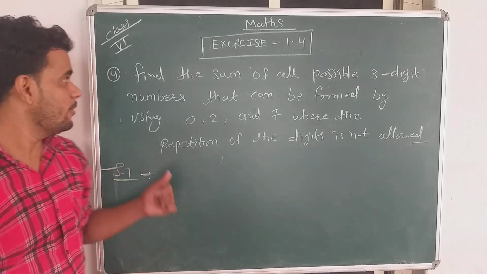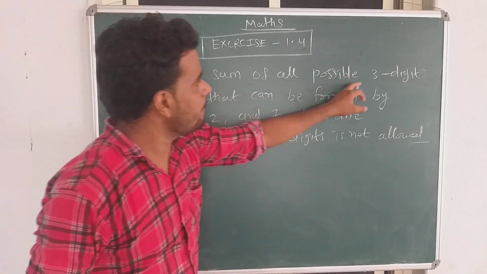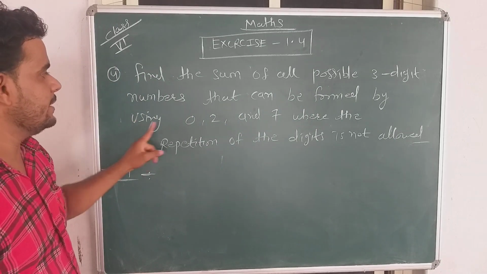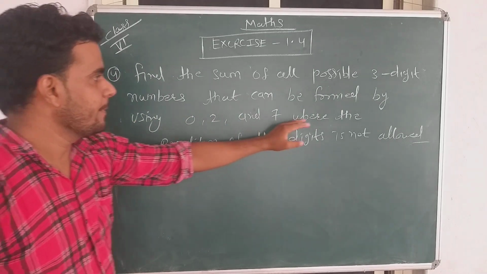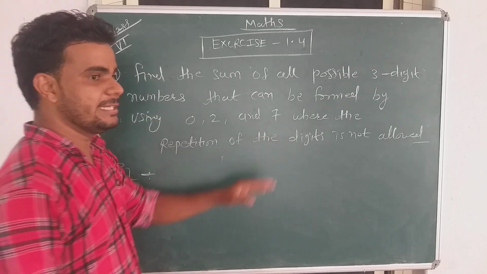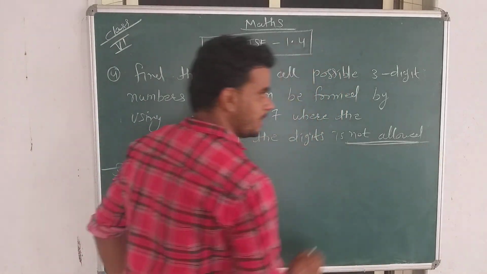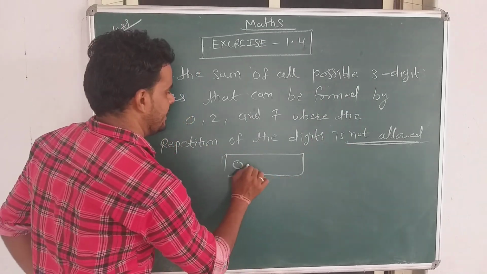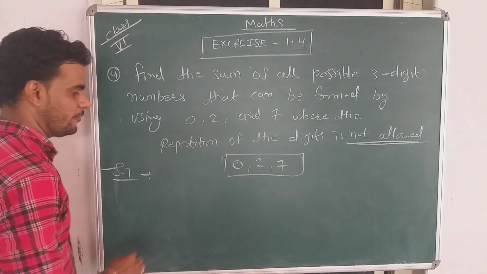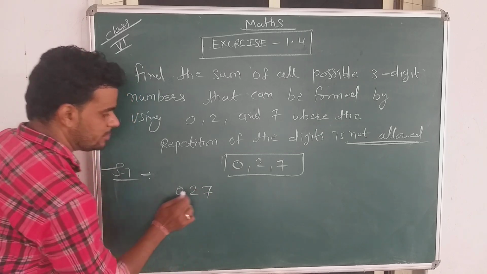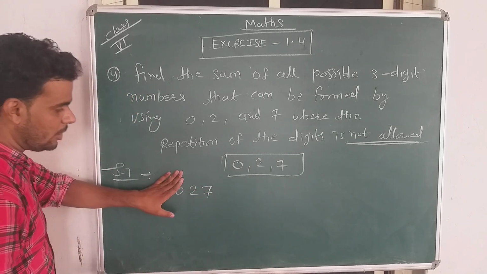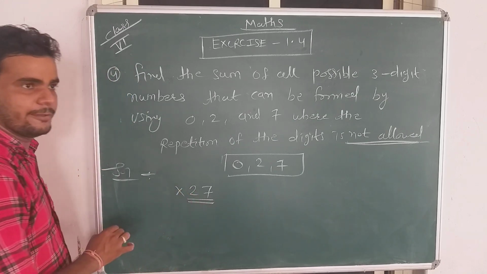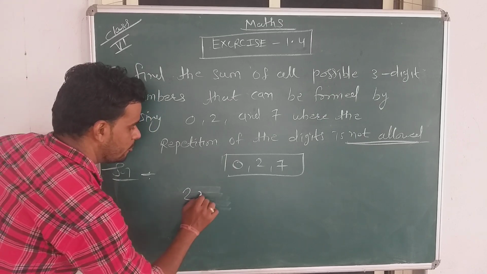Okay, then next, fourth question. Find the sum of all possible 3-digit numbers that can be formed by using 0, 2 and 7 where the repetition of the digit is not allowed. Again the repetition is not allowed and we have to make 3-digit numbers. So the digits are 2, 0 and 7. If we write 027, then there is no value of 0. It means this is a 2-digit number only, so we can't write 0 in the front. Okay, so we will start from 207.